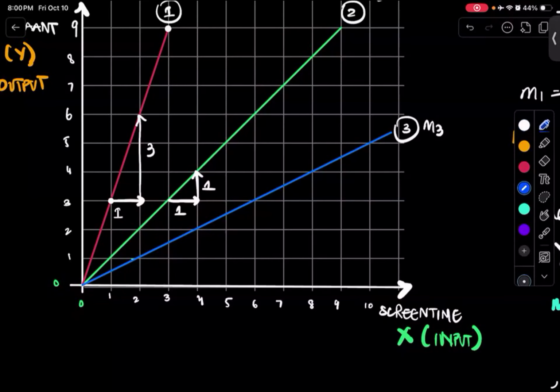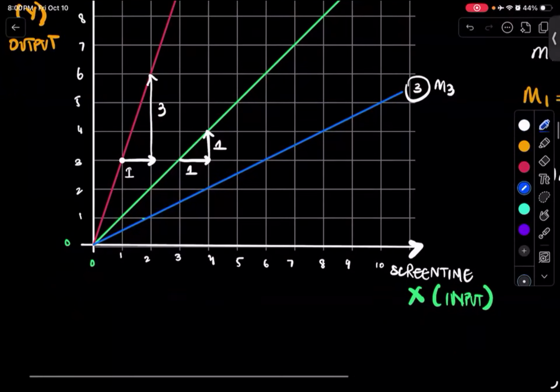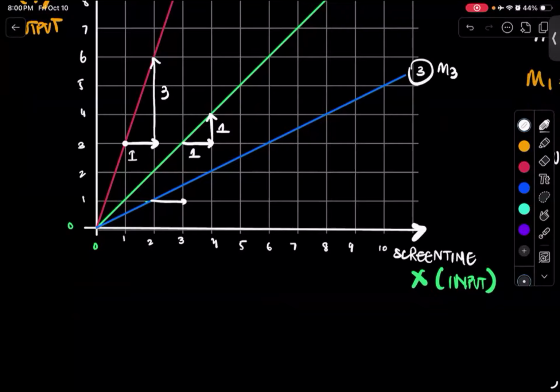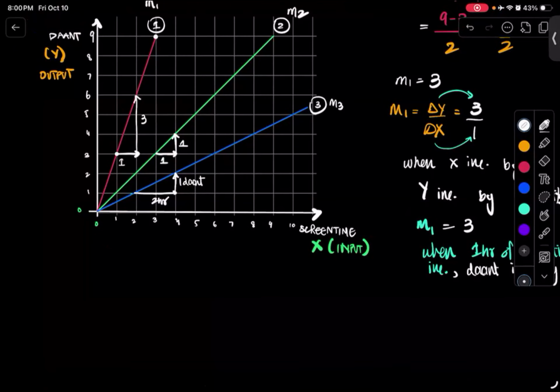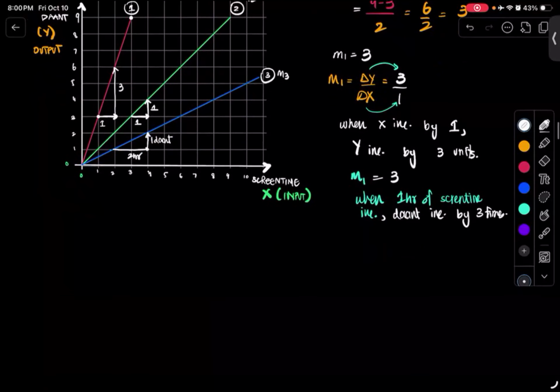But for the lenient kid, let's say I increase my screen time by 1 hour. Let's say this one, right? I increase it by 1 hour. But you see that the extra Dant that I get is only 0.5. So that means I'll basically need to have at least 2 hours of screen time to actually have one Dant. Does that make sense?